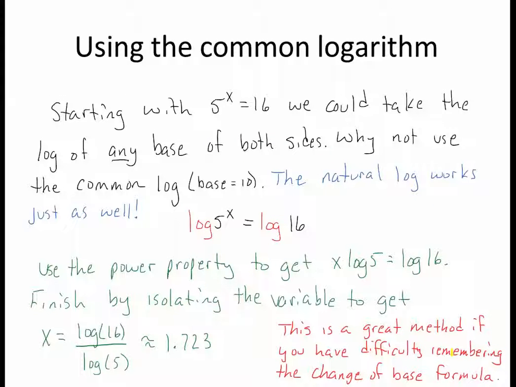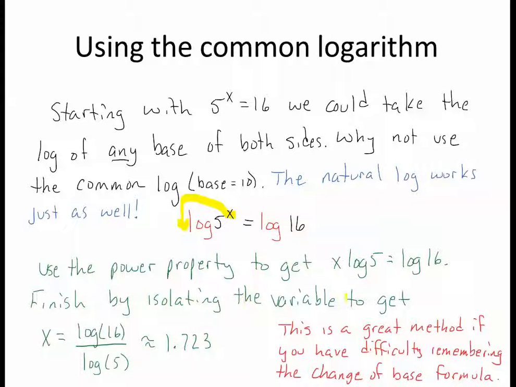The third method, we can take the common log, or the natural log if you prefer, of both sides, and we no longer have to know our change of base formula. Once we take the log of both sides, which is writing log, common log, we don't write the base, in front of the 5^x and also in front of the 16, we will need to know the power property that takes this x and moves it to the front to get x log of 5 equals log of 16.